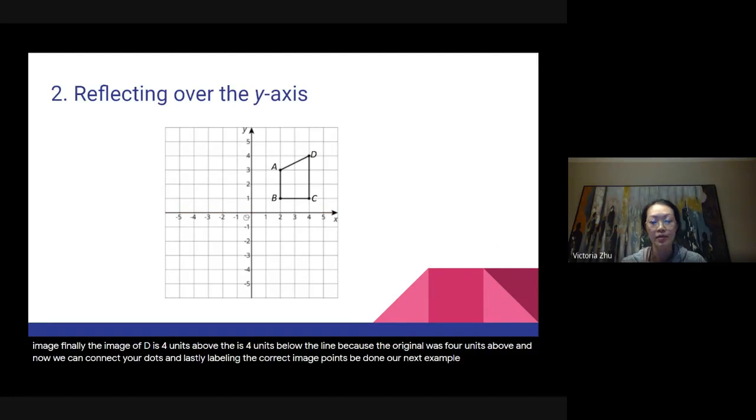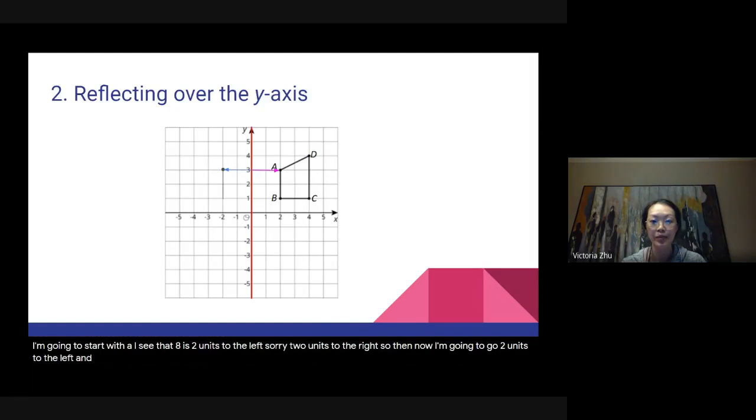Our next example, reflecting over the y-axis. First, let's make sure that we see clearly that line. Now, again, starting with the vertices closest to the line, I'm going to start with A. I see that A is 2 units to the right, so now I'm going to go 2 units to the left and plot that point. I can actually also start tracing the picture of the figure as well.